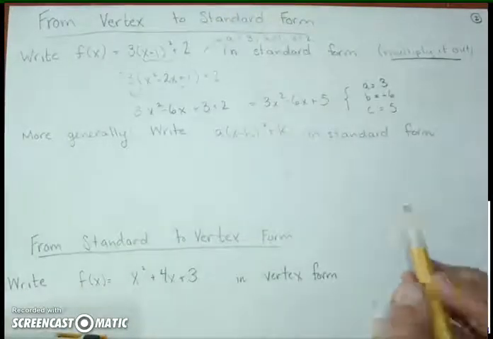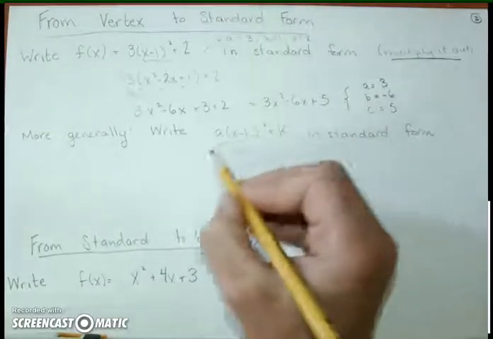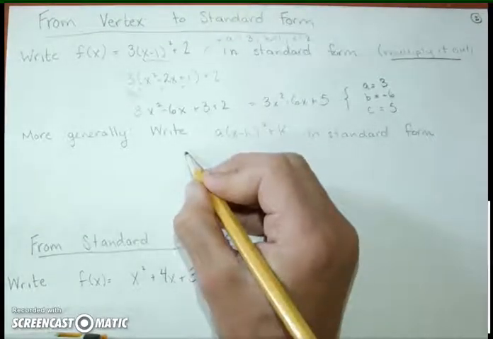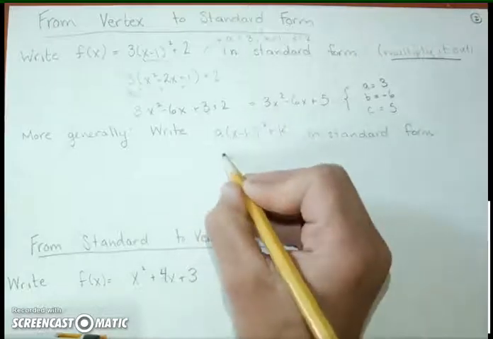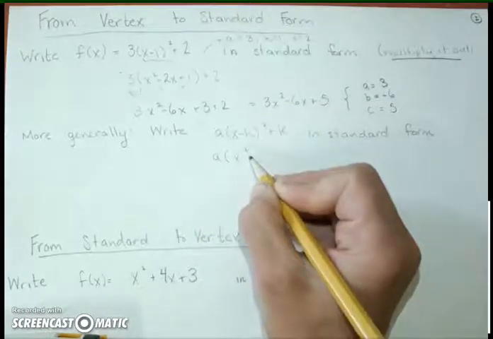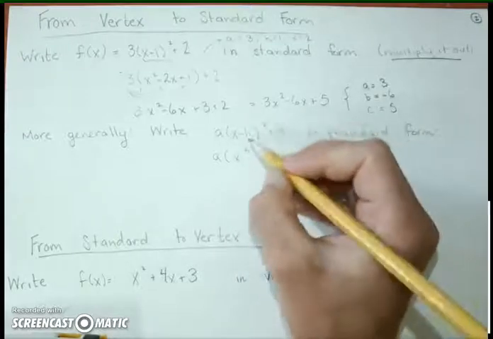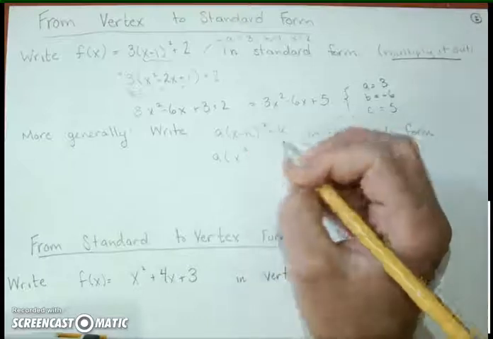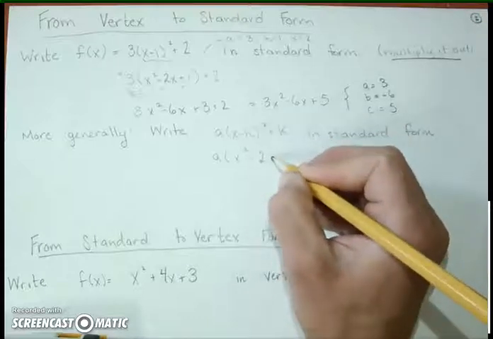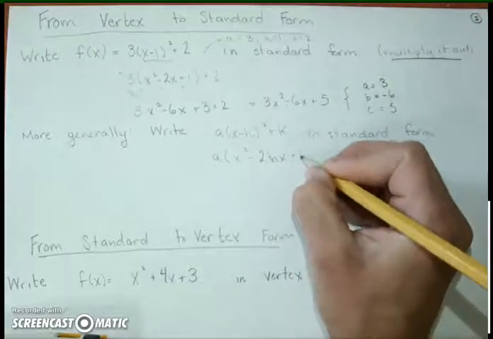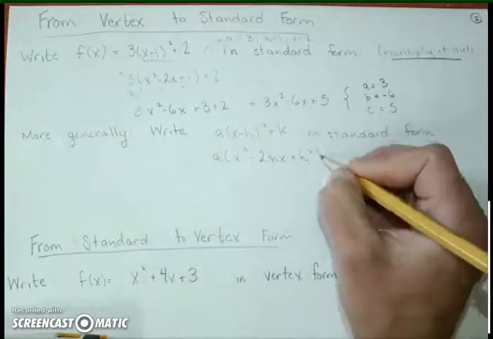Now what about in general? So my strategy again is just multiply it out. So what I find is that I'm going to have a times x squared minus, just by foiling, I'll have x times h and then minus x times h again, so minus 2hx, plus h squared is the last times the last, plus k.